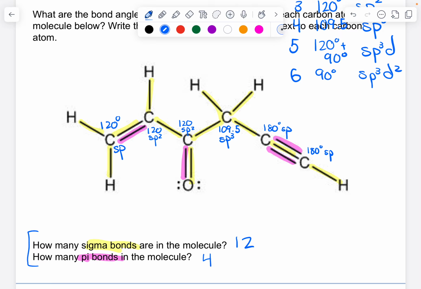So that would be a great question too. Indicate the number of sigma bonds and pi bonds. And maybe the answers would be like 12, 4, 4, 12, 16, 0. I don't know. Some other random thing.